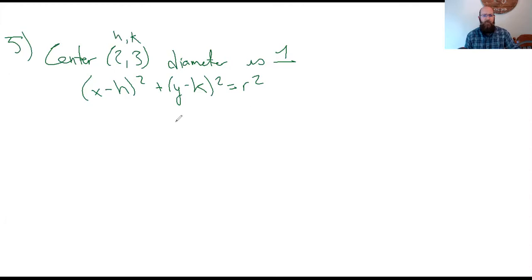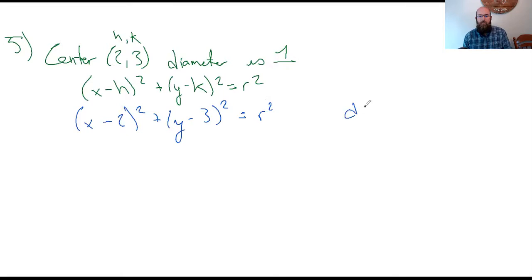It's sweet that way. So I have (x - 2)^2 + (y - 3)^2 = radius squared, but I don't know my radius. So I'm just going to write radius squared right there. But I do know my diameter is 1, and remember, diameter is 2r. So 2r equals 1. If I divide both sides by 2, I know my radius is 1/2. Well, now I'm going to substitute that up there, right? Delete that and put in my 1/2.